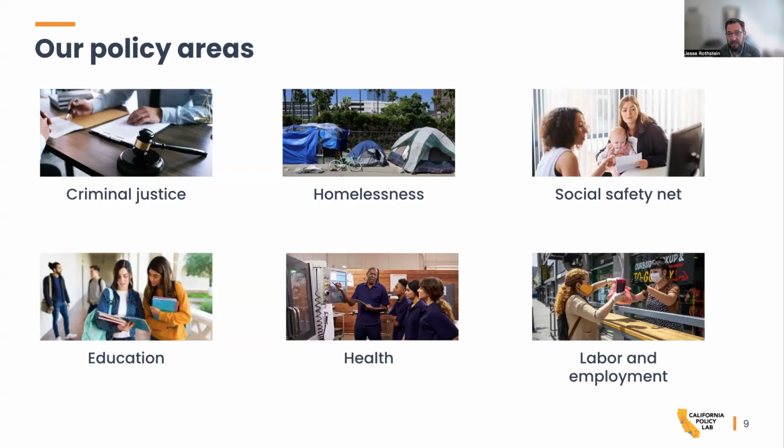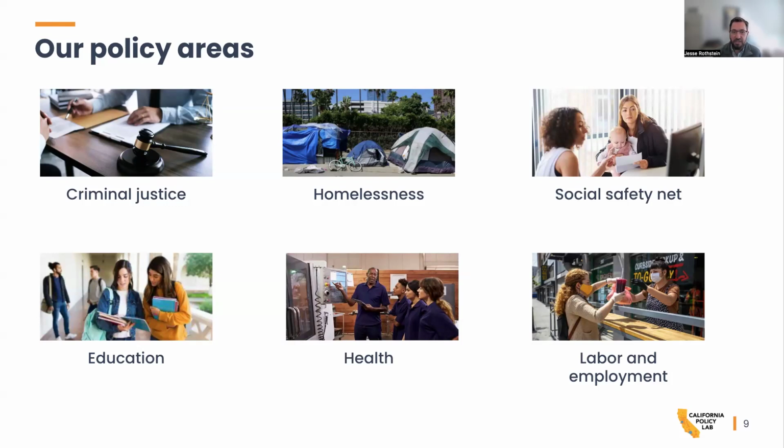We work across 6 different policy areas. I tend to think of these as constituting a single thing, which I think of as social policy, but that's not how the policy world usually thinks about it. These are often treated as discrete areas that are served by different agencies that often don't work across them. So our areas are criminal justice, homelessness, social safety net, education, health, and labor and employment.